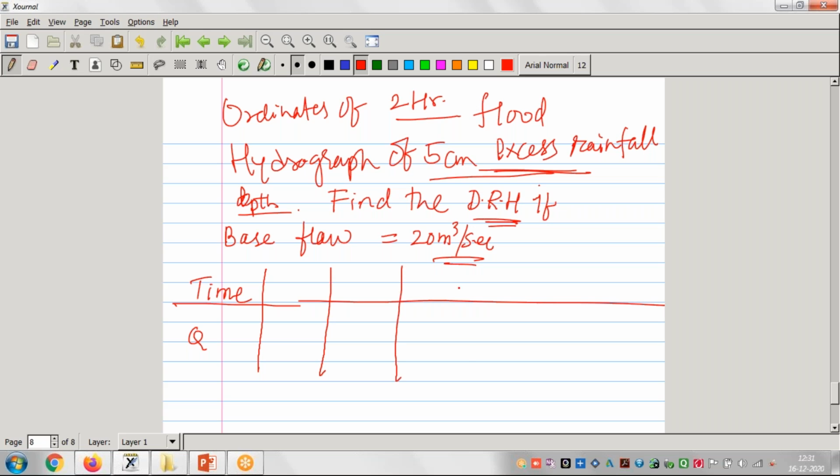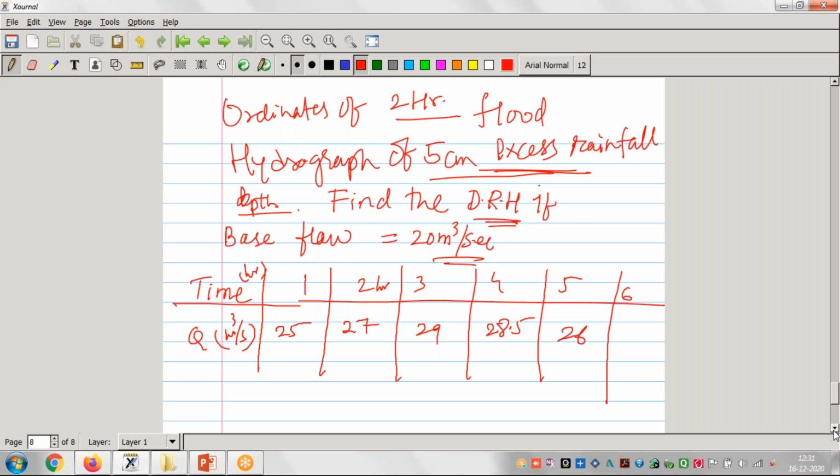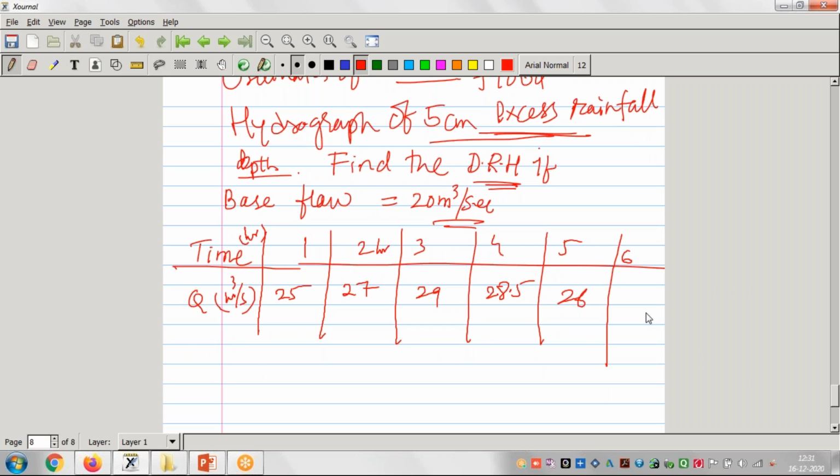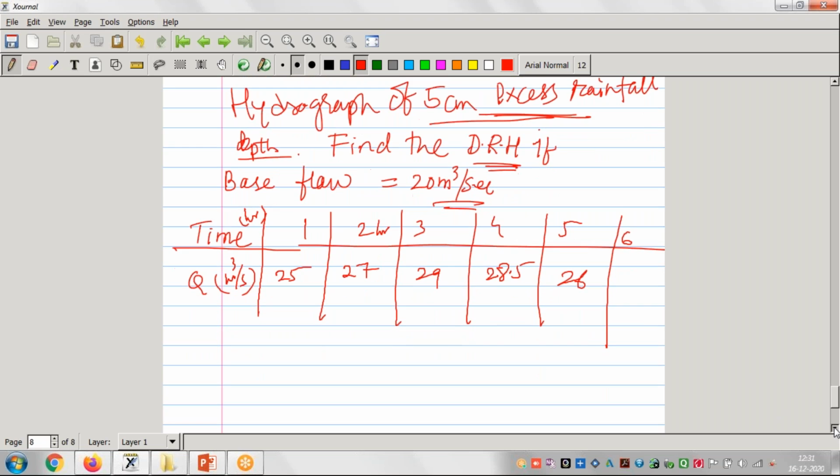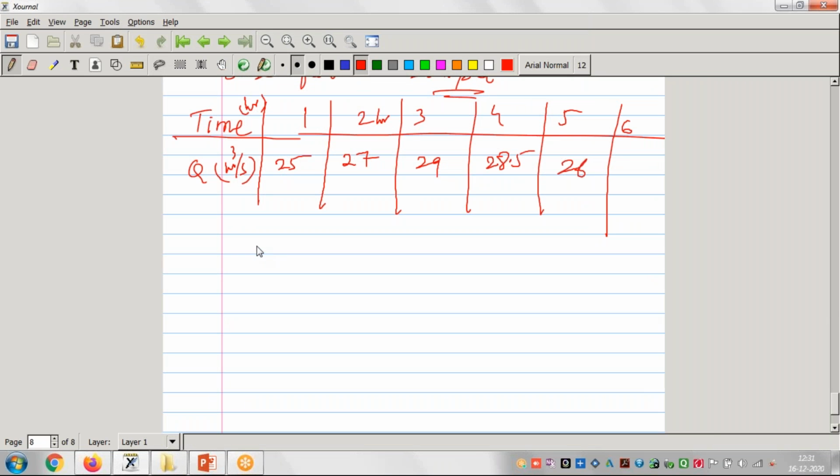The time is, say, after 1 hour, then 2 hour. Time is in hour, right? And discharge is in meter cube per second. 3, then 4, then 5, then 6. And suppose this is given as 25, 27, 29, 28.5. This is 26. This is given, and we have to find it. See what the question is saying: a flood hydrograph is there, and you prepare the direct runoff hydrograph, right?